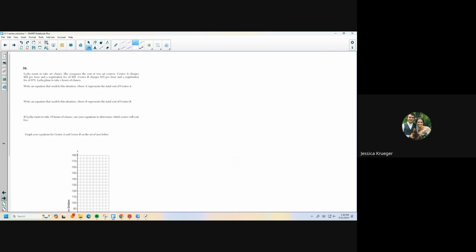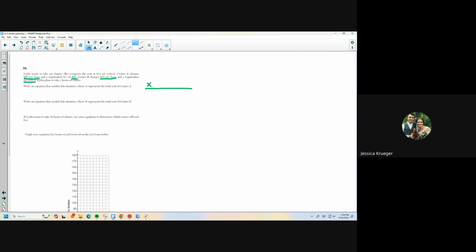Lydia wants to take art classes. She compares the cost at 2 art centers. Center A charges $25 per hour and a registration fee of $25. Center B charges $15 per hour and a registration fee of $75. It says, write an equation that models the situation where A represents the total cost of center A.